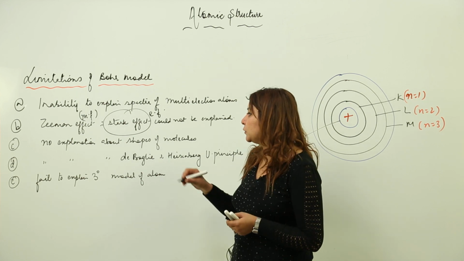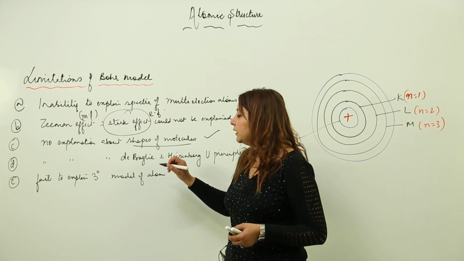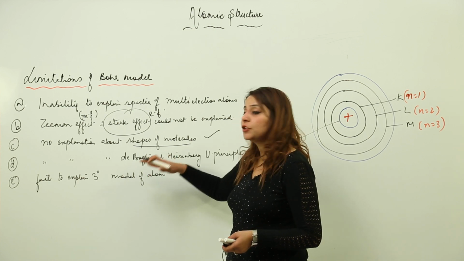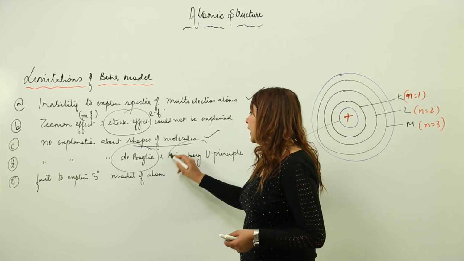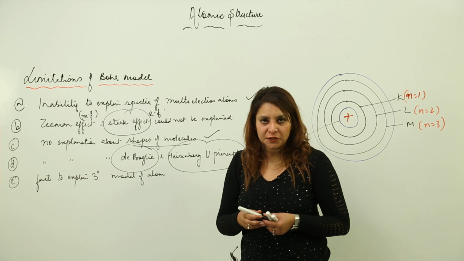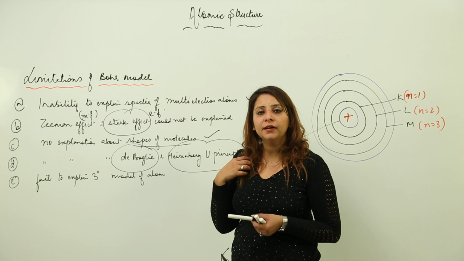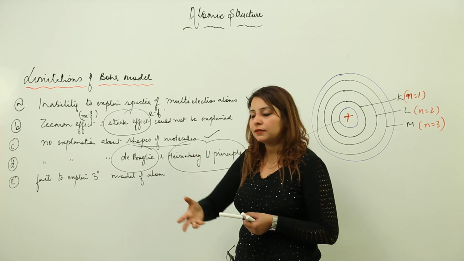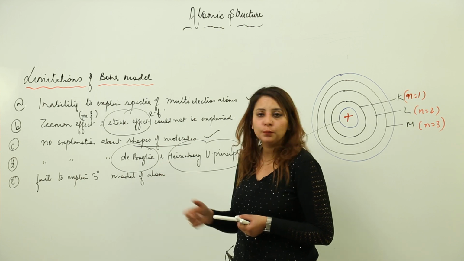Otherwise, it could not explain the shapes of molecules, no information about it. And moreover, this is a major blow to Bohr's model, because it could not explain the de Broglie and the Heisenberg uncertainty principle. We will discuss later what these principles actually are and where they are used. For the moment, you should know that these two things were not explained by the Bohr model.